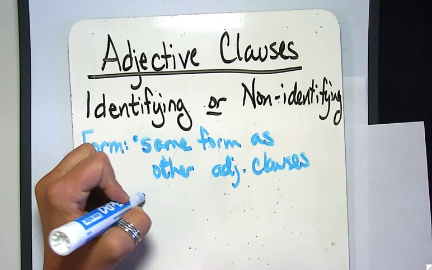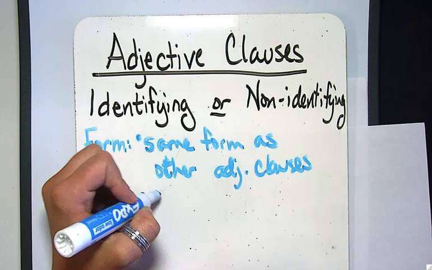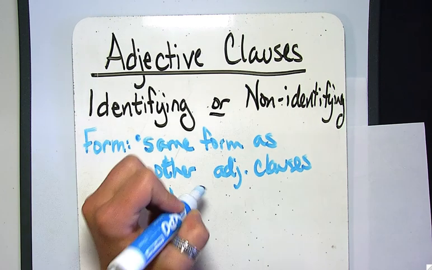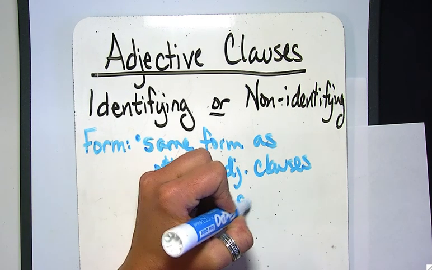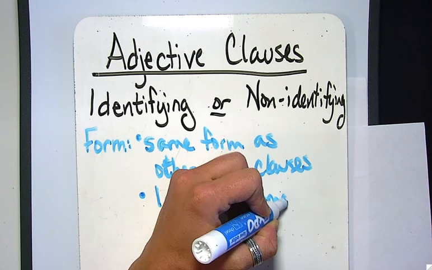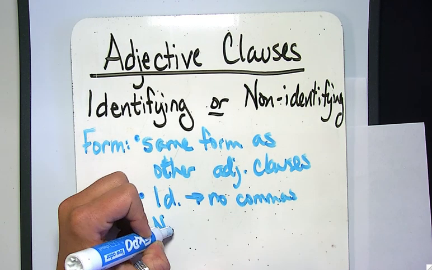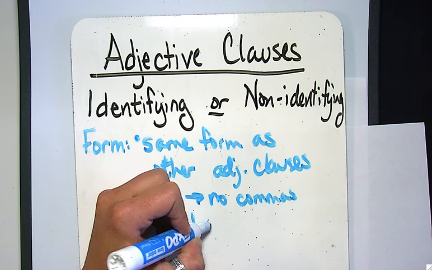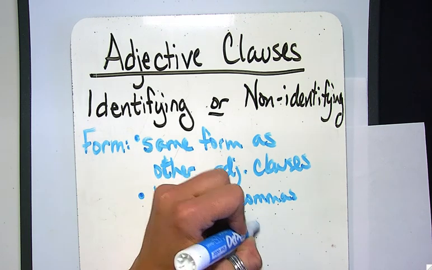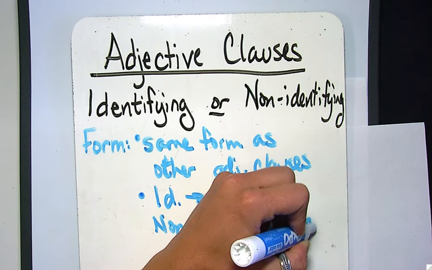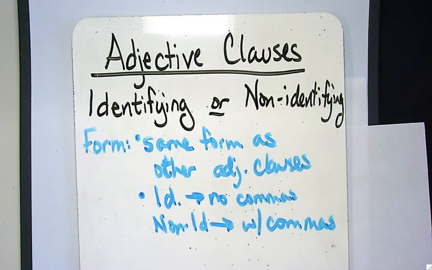Another thing is that identifying adjective clause takes no commas. Non-identifying is with commas. So if it does not have commas, it helps us identify the thing. It's necessary information. If it has commas, it means I'm just giving you some extra information.